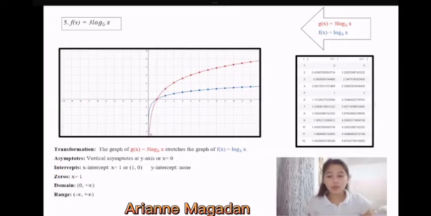Number 5, f of x equals 3 logarithm base 5 of x. So this is our table of values, and this is our graph. In our graph, the red represents the logarithmic function g of x equals 3 logarithm base 5 of x, and the blue one represents our parent function, f of x equals logarithm base 5 of x.